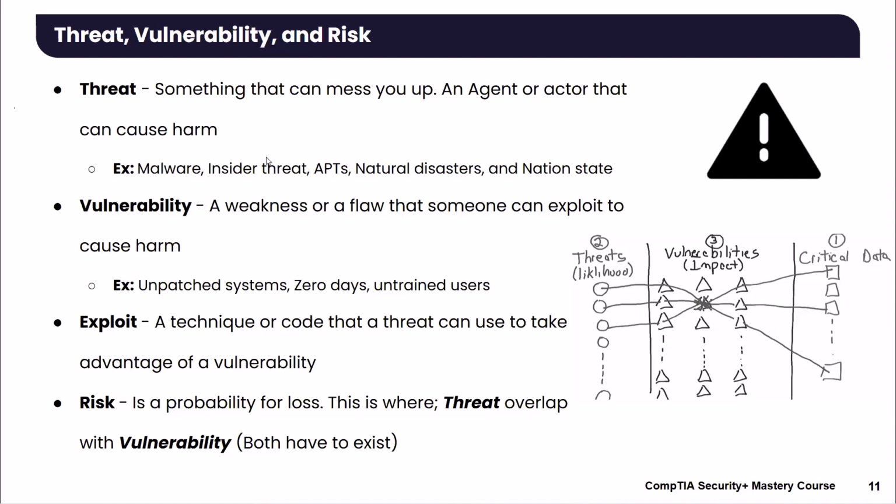So a threat is something that can mess you up. Think about your enemy, right? In computer systems, we normally call them threat agents. Threat agents could be really anybody. Malware, which stands for malicious software. An insider threat, somebody who works for you. Advanced persistent threats, natural disasters, nation states, countries going after other countries. All these are threats. So a threat is something that can mess you up. A risk is the likelihood of that thing happening.